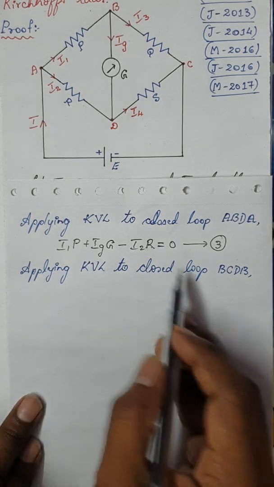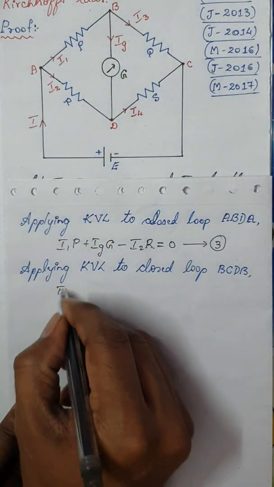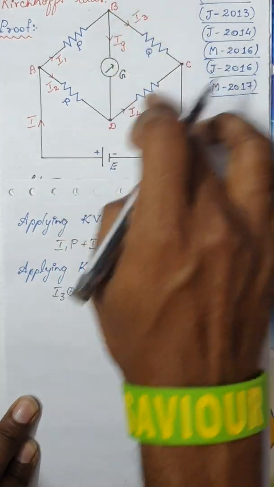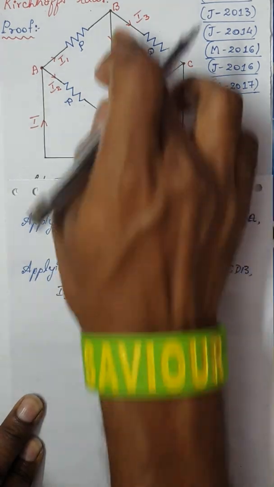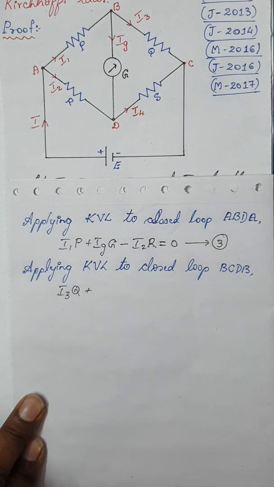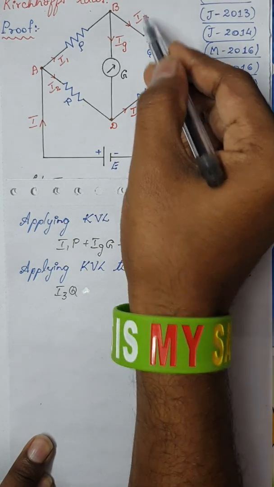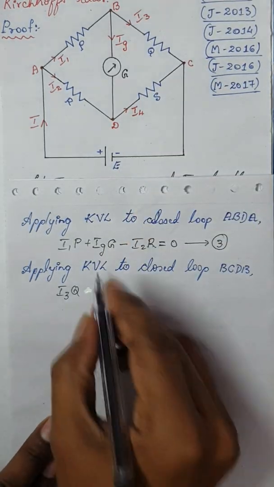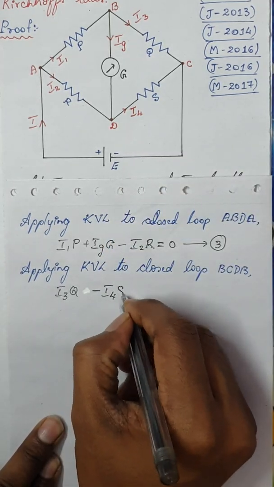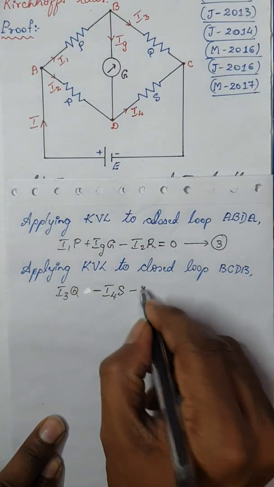So let us apply KVL to the closed loop BCDB. Let's take I3 into Q, which is V, and here it is in the opposite direction. Sorry students, it's minus, because once it starts flowing in this direction, it is I3 into Q. Now this is in the opposite direction, which is minus. You can take I4 into S, and again if you take this loop, it is again minus, because its direction is opposite.